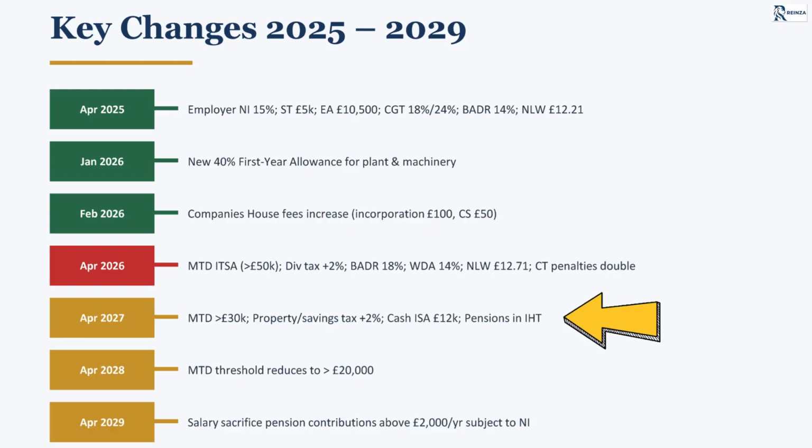A 2 percentage point increase applies to tax on property and savings income. The cash ISA limit for under 65s is reduced to £12,000, and pensions come within the scope of inheritance tax. April 2028. The MTD threshold drops further to income above £20,000. And April 2029, salary sacrifice pension contributions above £2,000 per year become subject to national insurance.